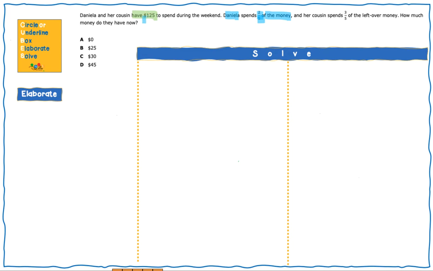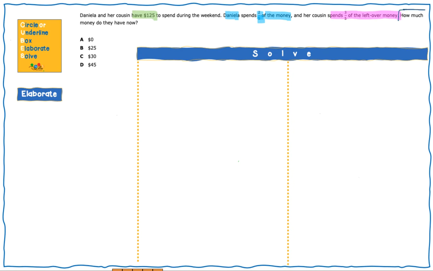Great. I'm gonna keep going, and now I see that her cousin spends 3/5 of the leftover money. So this money is different than the original money. You see how here 2/5 of the money is 2/5 of the original money, but then here they mention 3/5 of the leftover money. So this will be 3/5 of this. Great. Let's box the question. How much money do they have now?